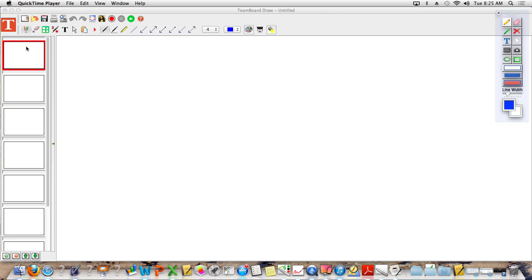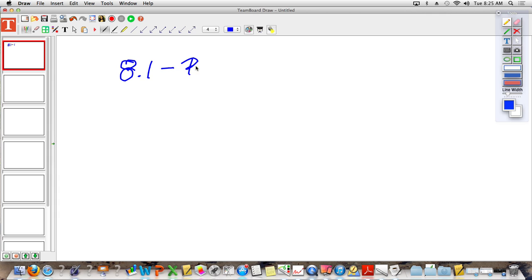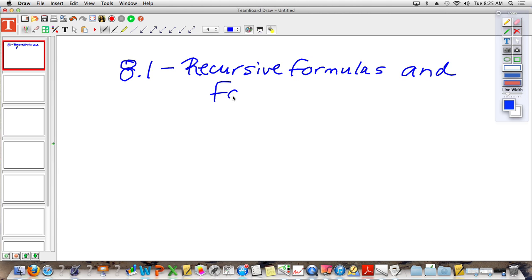We are sticking with section 8.1. We're sticking with 8.1, but we are going to move on to recursive formulas and factorials. Sounds hard. Sounds hard because they're fancy names.